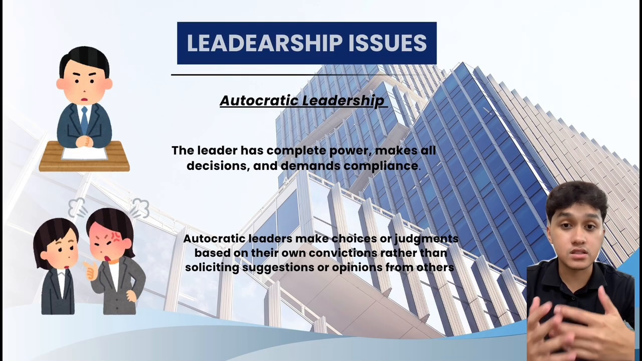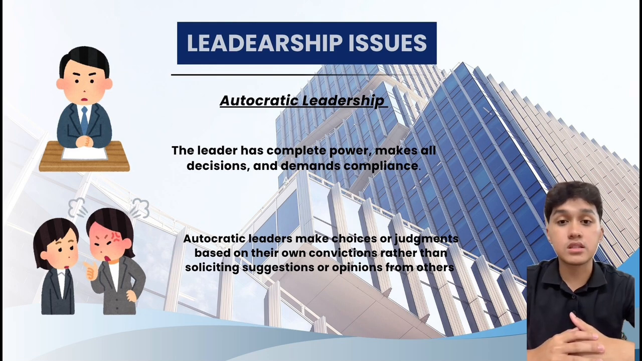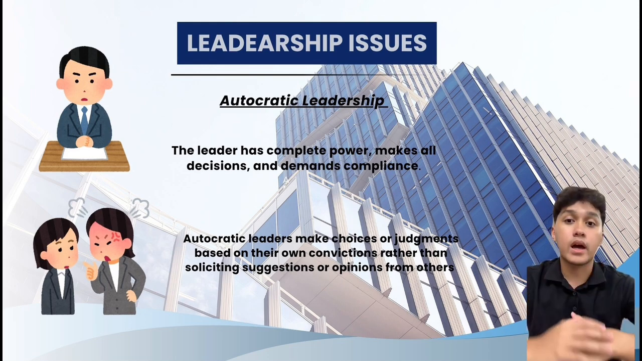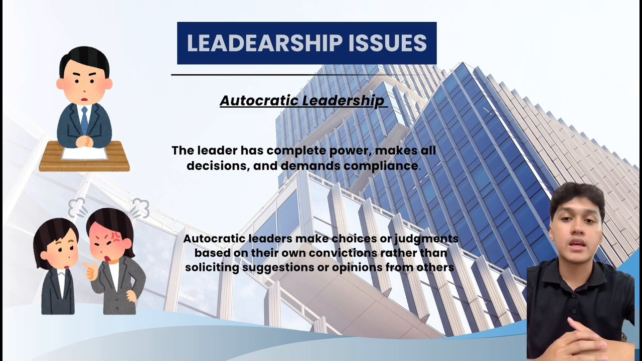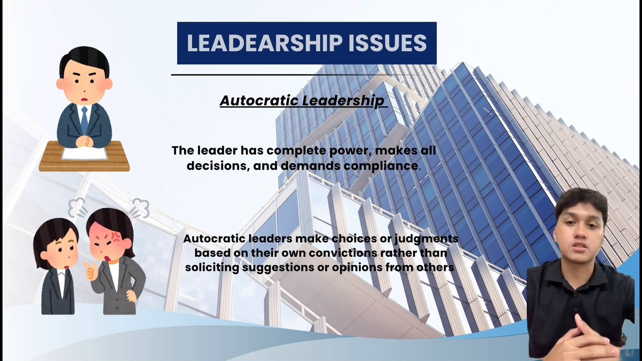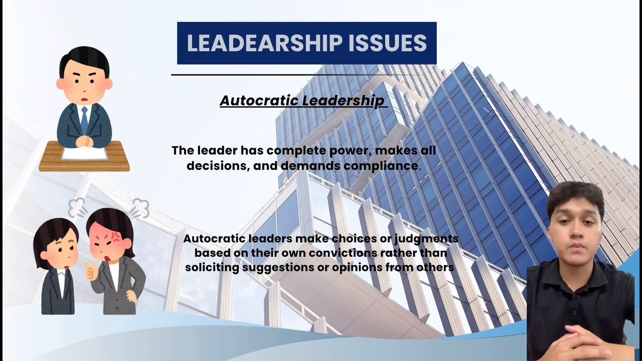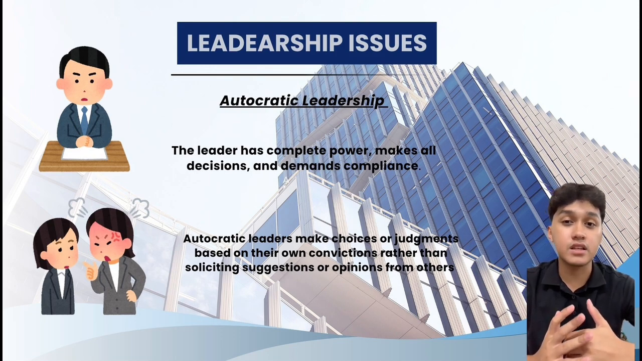Moving to specific challenges, let's look at autocratic leadership. This is a style where the leader holds complete power, makes all decisions unilaterally, and demands strict compliance. While this might seem efficient in a crisis, it often creates long-term friction. As you can see from the visual here, autocratic leaders rely solely on their own convictions. They rarely solicit suggestions or opinions from their subordinates. This top-down approach can stifle innovation and leaves employees feeling undervalued.